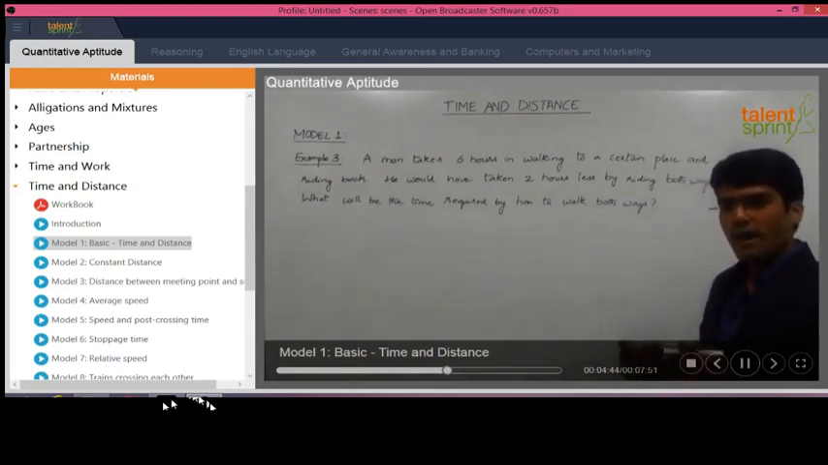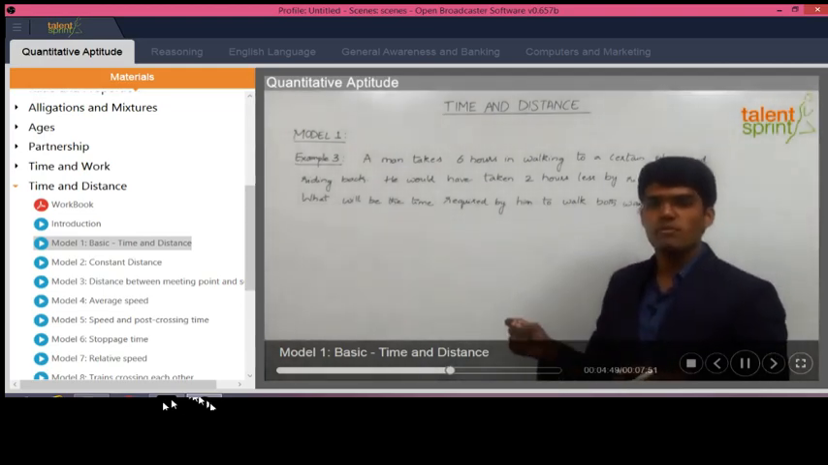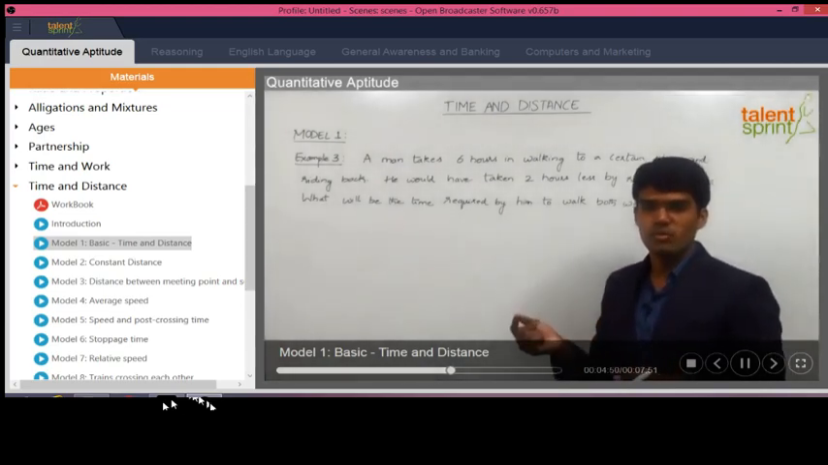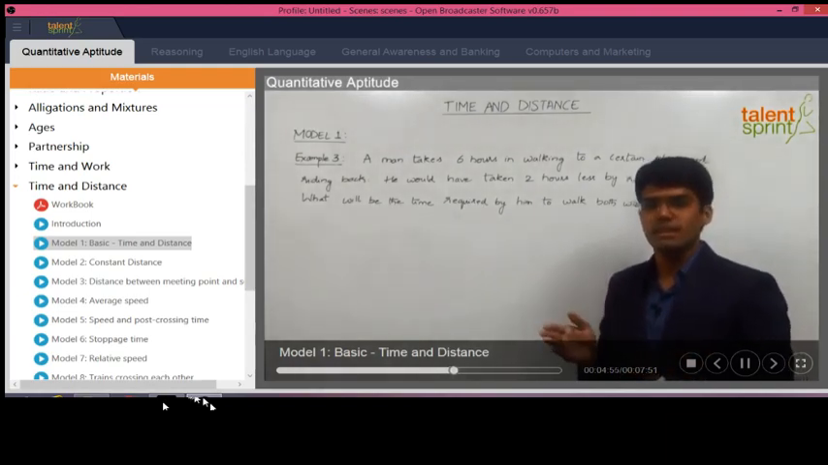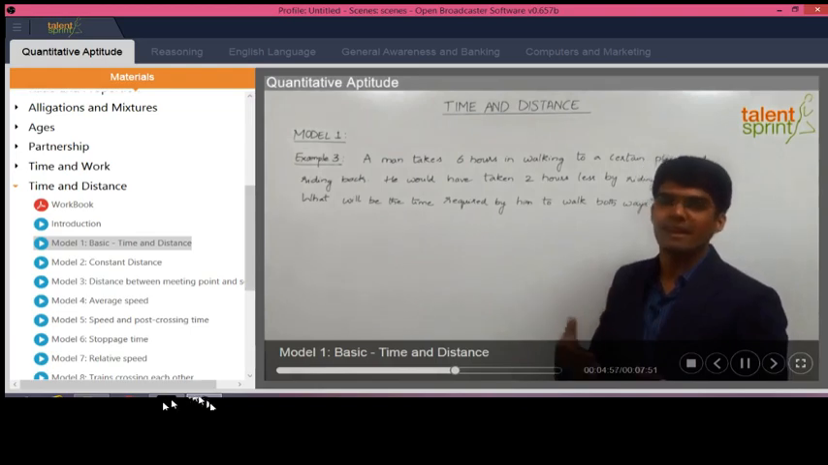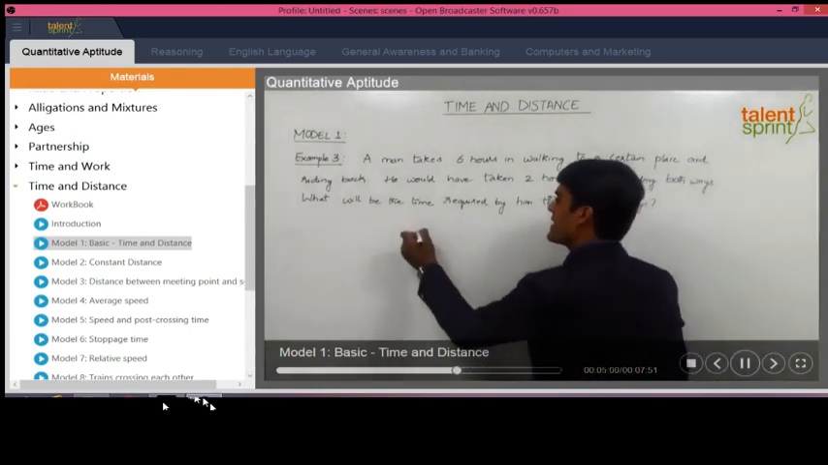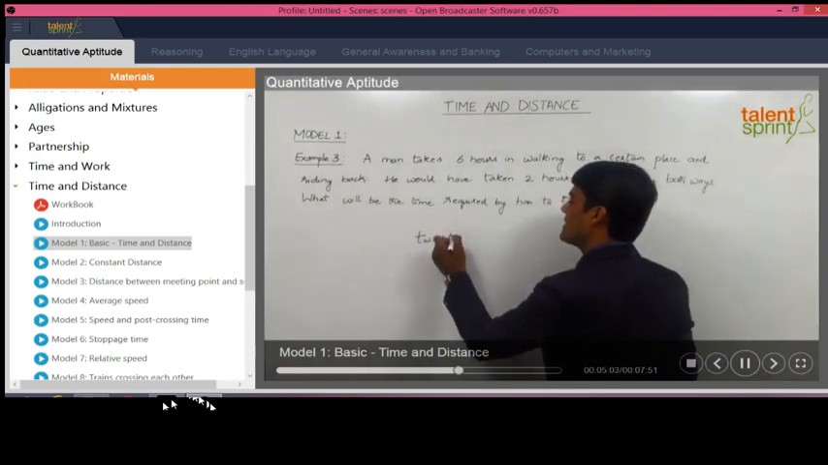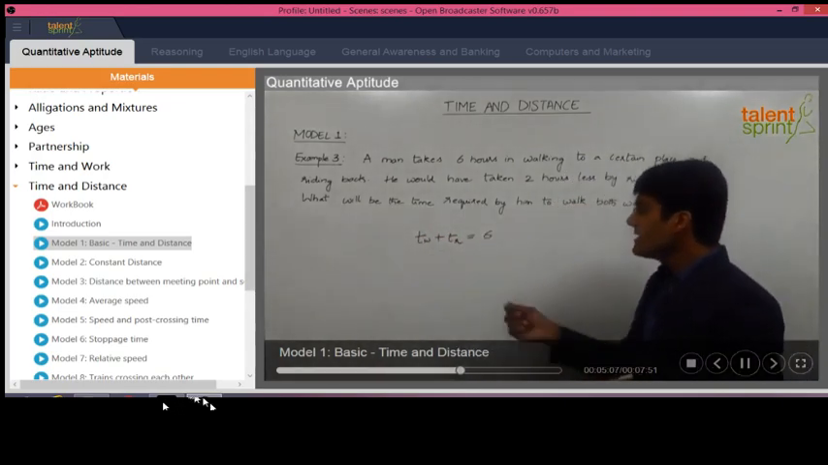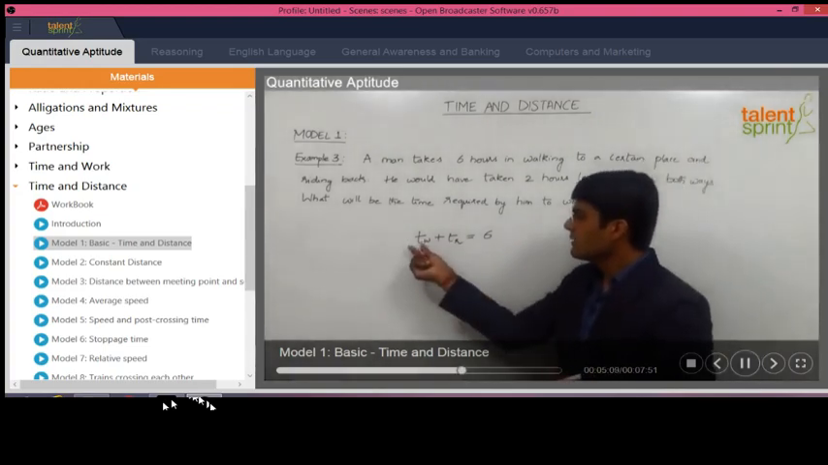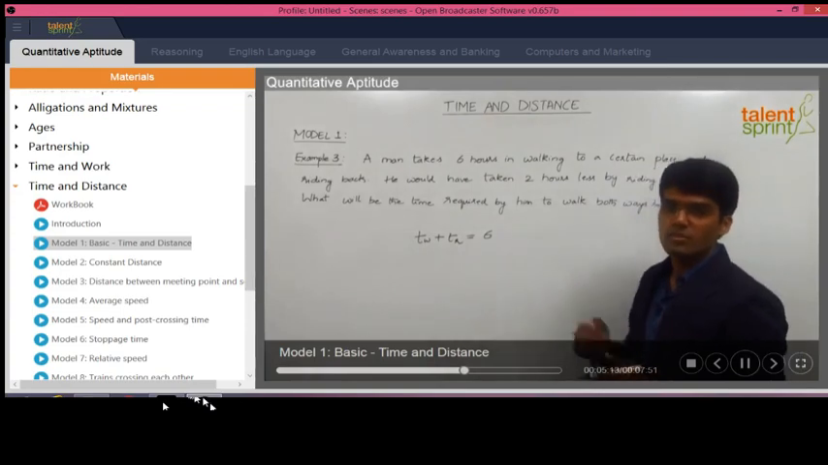That means the man here is covering a distance between 2 points. While moving from the first point to the second point, he walks. But in the return journey, that is from point 2 to point 1, he rides. And the time taken is 6 hours. So we can say that the time taken for walking plus the time taken for riding is equal to 6 hours. Remember friends, the distance which is covered while walking and while riding is equal. Why? Because he is moving between the same 2 points.